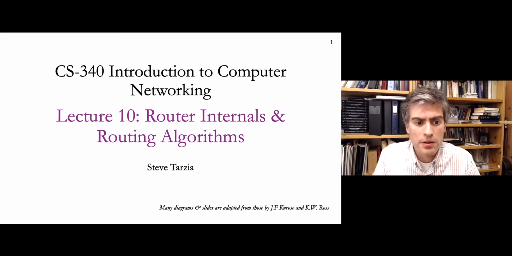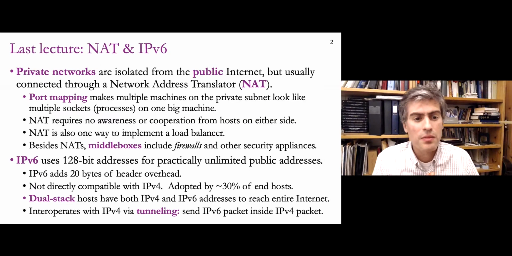All right, hello everyone, and welcome to lecture number 10 on router internals and routing algorithms. Last time we talked about NAT, network address translation, and IP version 6, and these are basically, if you wanted to connect those two topics, two different ways of dealing with the IP address shortcoming in IP version 4.